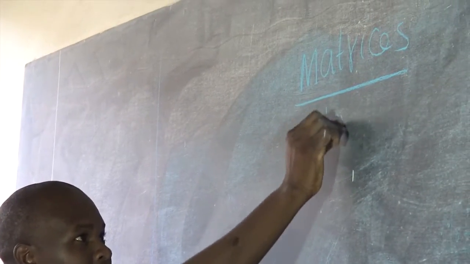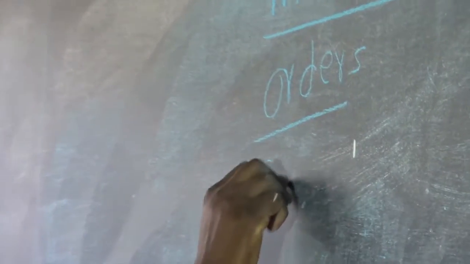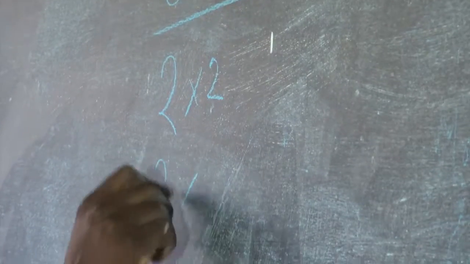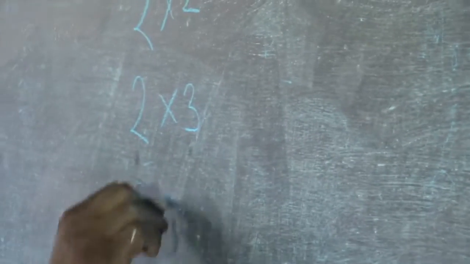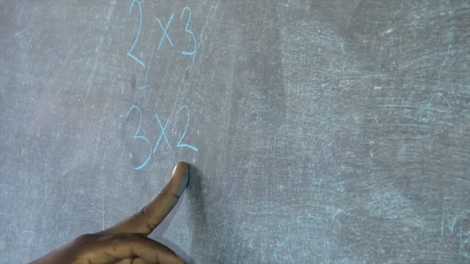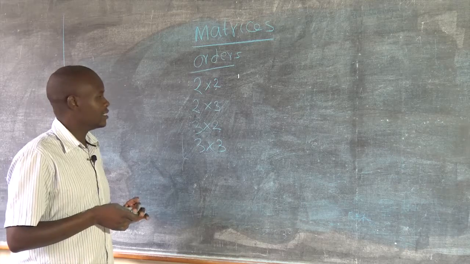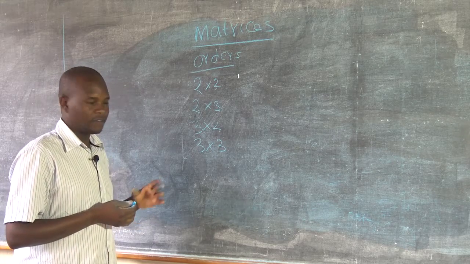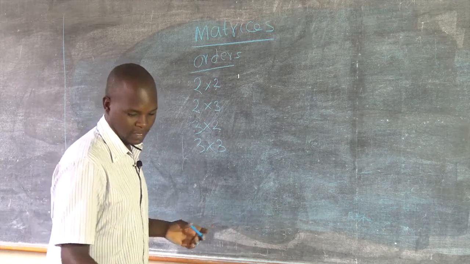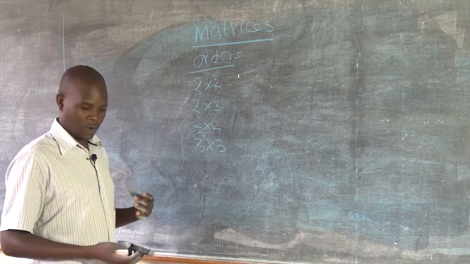We have the orders of matrices. We have 2x2 matrices. We have 2x3. 2x2 means we have 2 columns and 2 rows. This means we have 2 rows, 3 columns. 3x2, 3 rows, 2 columns, or 3x3, 3 columns, 3 rows. So any of these representations can be called a matrix, whichever the case, but in this nature we call that matrices.